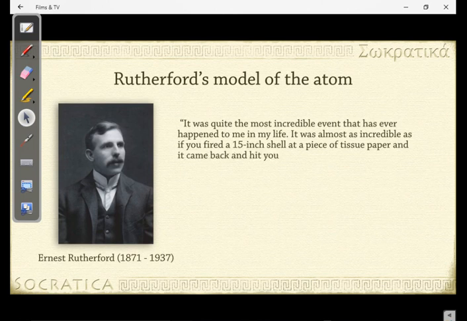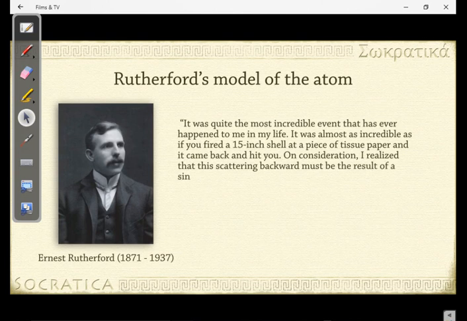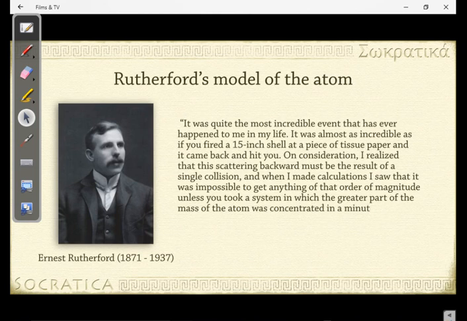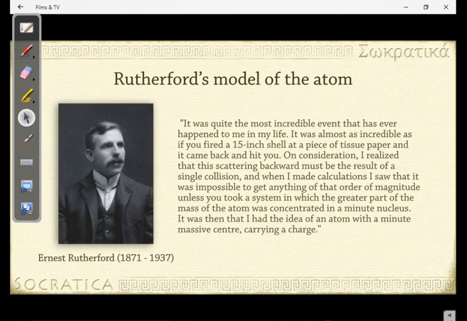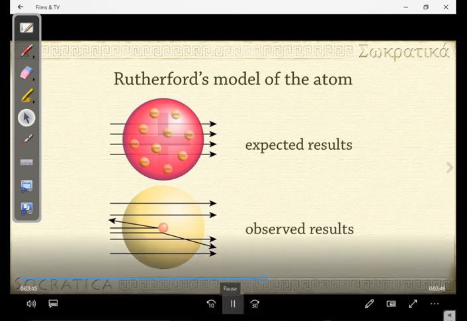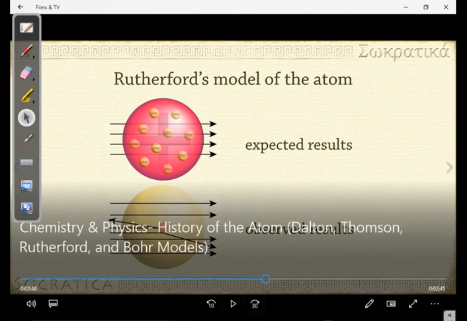To hit you. On consideration, I realized that this scattering backward must be the result of a single collision, and when I made calculations, I saw that it was impossible to get anything of that order of magnitude unless you took a system in which the greater part of the mass of the atom was concentrated in a minute nucleus. It was then that I had the idea of an atom with a minute massive center carrying a charge. The result implies that an atom must be made mostly of empty space, but with a small core of positively charged material.